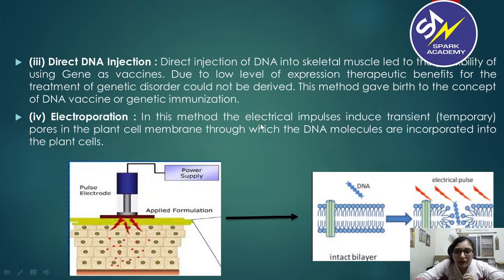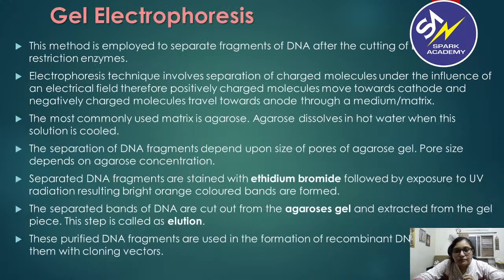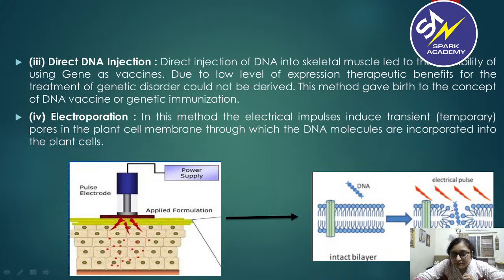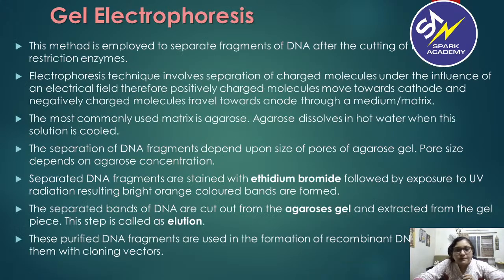Electroporation is the method in which an electrical impulse induces transient or temporary pores. Here you can temporarily develop pores, and this is how you can insert your DNA so it can pass through the membrane. Here you have developed pores so you can pass. See, because of the electric pulse, pores are developed, and this is how your DNA can be transferred.